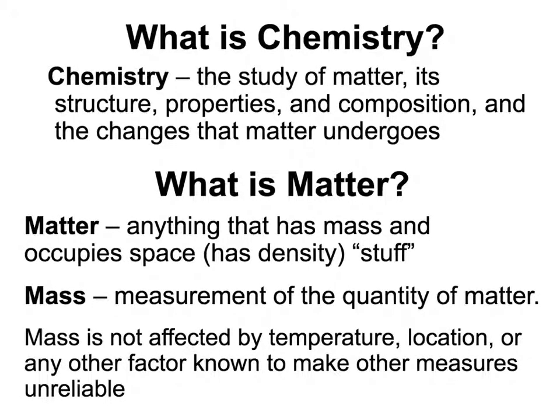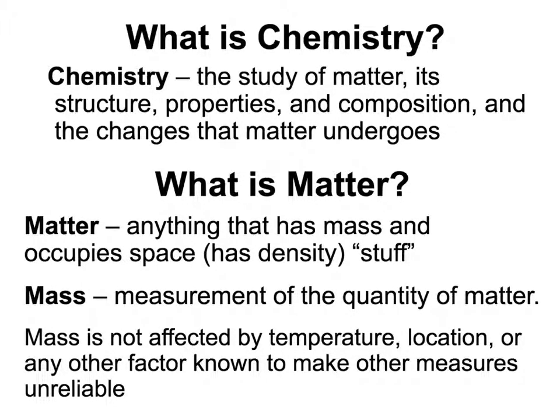So before we get into what matter is, let's talk about what chemistry is. The generally accepted definition is that chemistry is the study of matter, its composition, properties, and structure, and any changes that matter undergoes. So the next question is, what is matter? Matter is basically anything that has mass and occupies space. Therefore, it has density. In other words, it's the stuff that makes up the world.